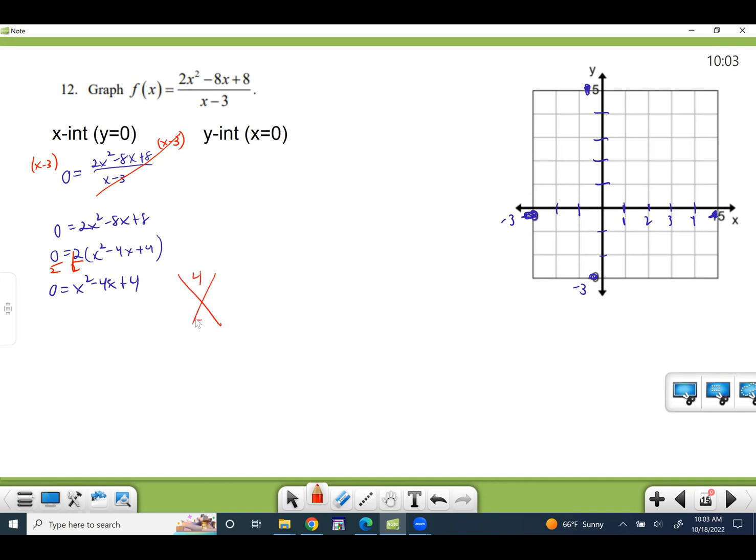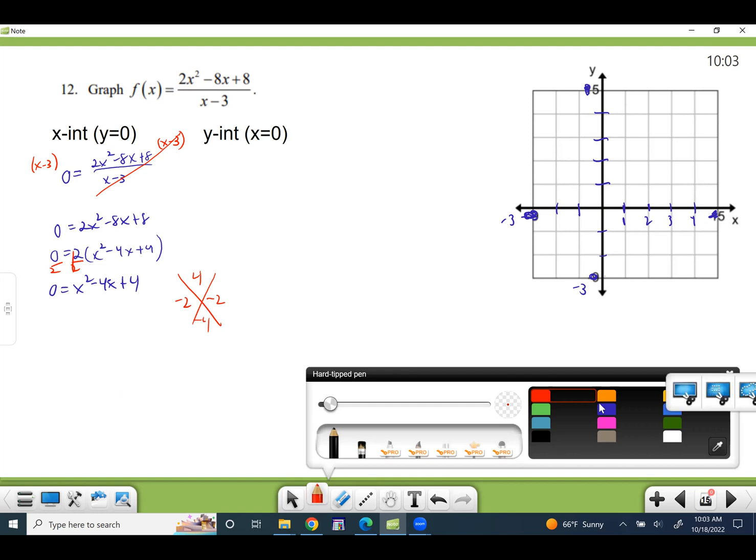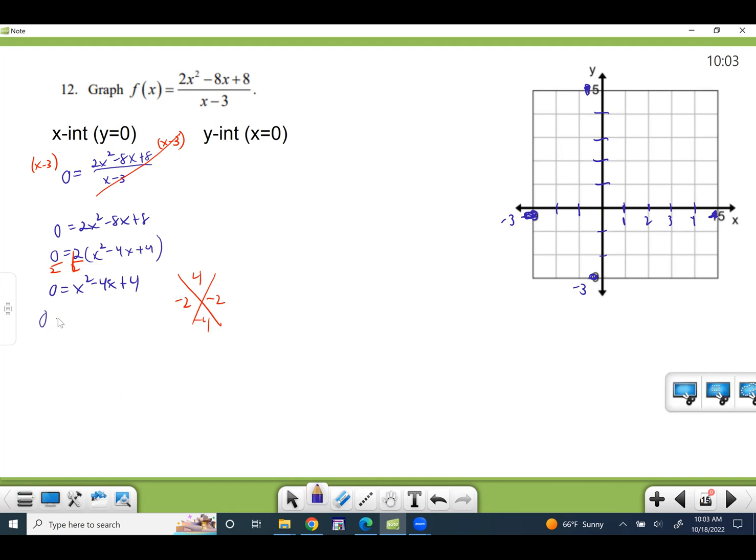All right, so we have to look for factors of 4 that add up to -4, right? Factors of 4 that add up to -4. -2 times -2 is +4, but -2 plus -2 is -4, right? So it looks like this guy is going to factor as x minus 2 and x minus 2. So of course we get x equals 2 as an intercept. So we're going to go to 2, 0, and we're going to put a dot.